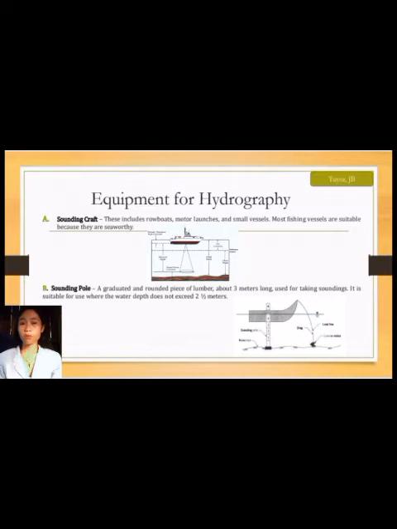And the second equipment is the sounding pole. It is a graduated and rounded piece of lumber about 3 meters long used for taking soundings. It is suitable for use where the water depth does not exceed 2.5 meters. As you can see, there is a metal shoe which may be weighted to make the pole sink through the water more quickly. And a rounded pole is used since it gives minimum resistance to the flowing water. And during soundings, when samples of material at the bottom of the body of water are desired, the metal shoe is hollowed out to provide a cup-shaped cavity.